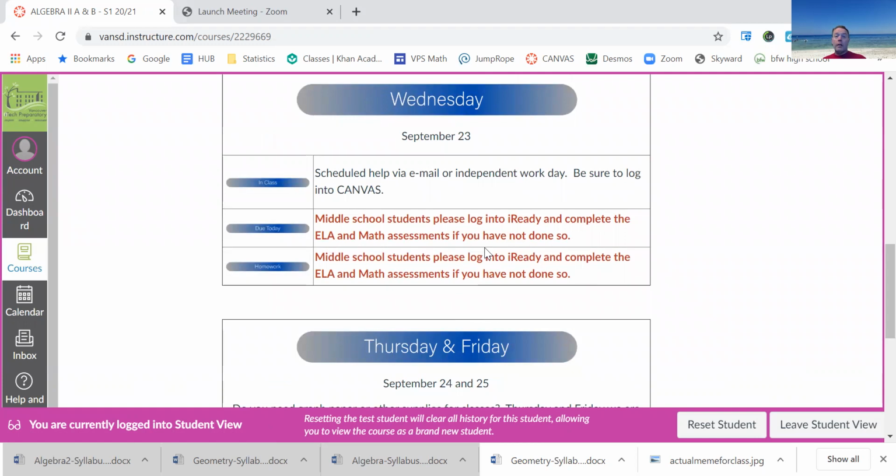Wednesdays, there are no scheduled classes or Zooms, but you can schedule a Zoom with me if you need some independent help. It's mostly an independent work day where students can get things done throughout the week. Please make sure to log into Canvas for attendance purposes. And sometimes there will be some added instructions for people. This particular week, we have some middle school students taking iReady testing, and so this would be a good day to do that.